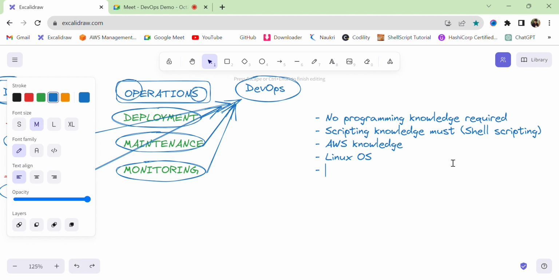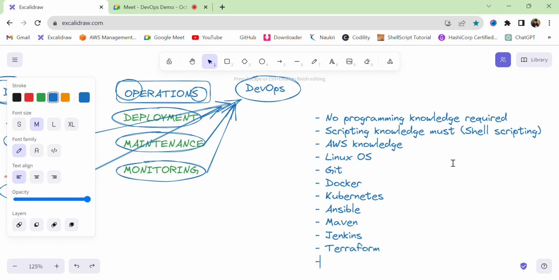After that, we will be learning Git. I told you Git is required as a central repository. We will be learning Docker. We will be learning Kubernetes. Then we'll be learning Ansible. We'll be learning Maven. I told you Maven is a build tool. For deployment purposes, we'll be using Jenkins, and for infrastructure as code we'll be using Terraform.